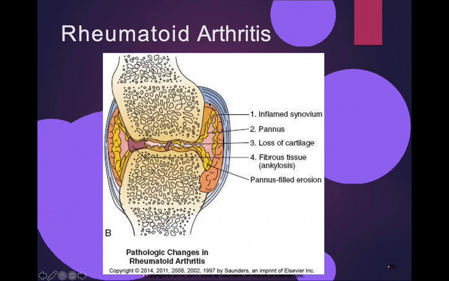Here we can see we have the synovial capsule here, and this is inflamed. We start to get this pannus that develops. We have a loss of cartilage, but notice it's symmetrical. In degenerative joint disease, it was like crushed on one side. Here it's symmetrically diminished throughout the entire thing. Here we're starting to see some ankylosis or fusion that's taking place as a result of the fibrous tissue.